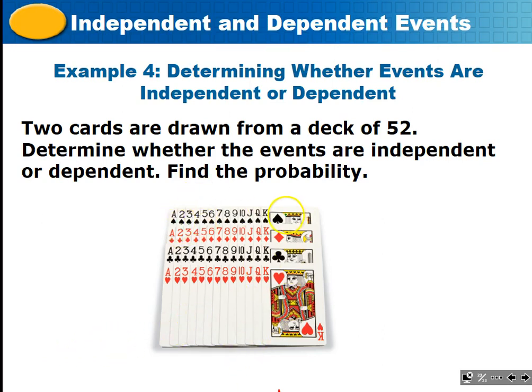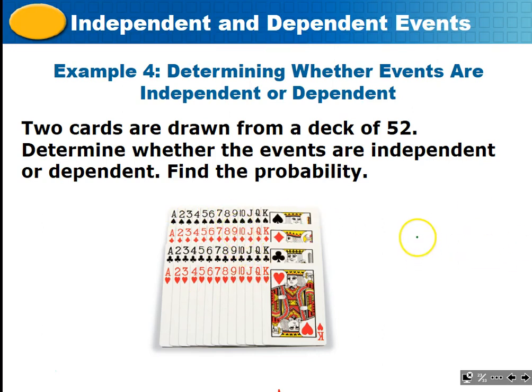So we have spades up here, and diamonds, and clubs, and hearts. We have half the cards, which would be 26 of them because there's 52 cards in a deck. So half of them are red, half of them are black. And then we have 4 of each card. So we have 4 aces, 4 sevens, 4 jacks.